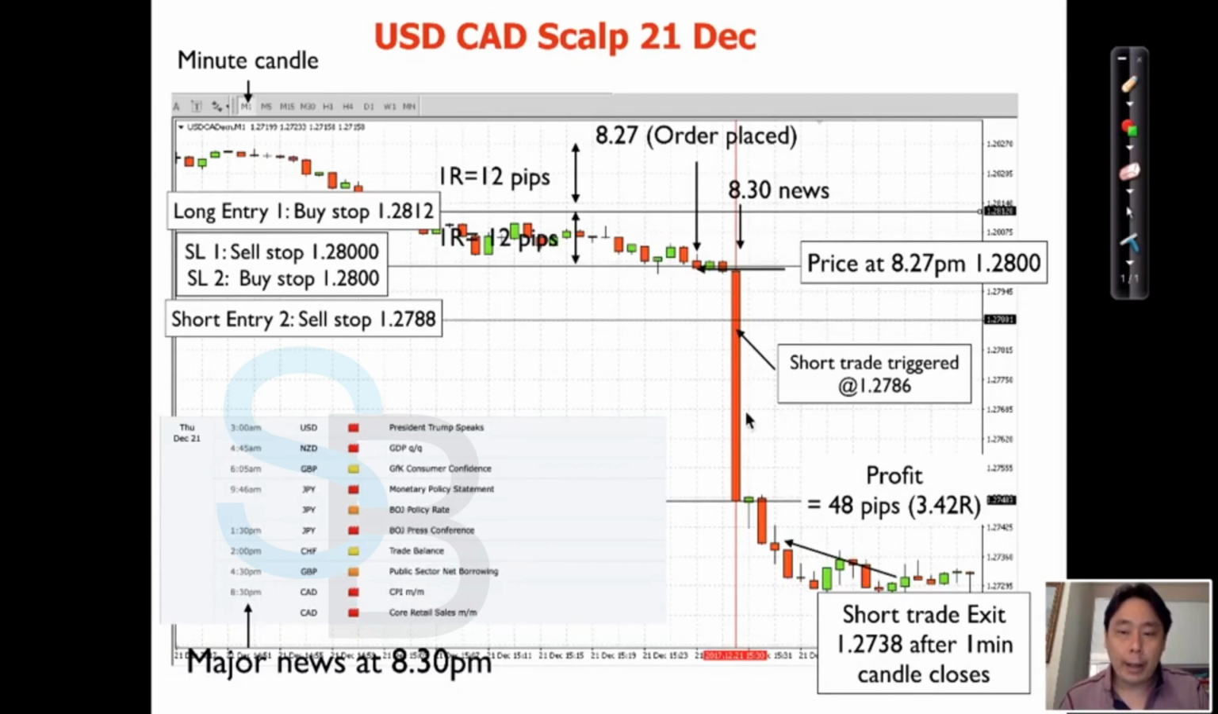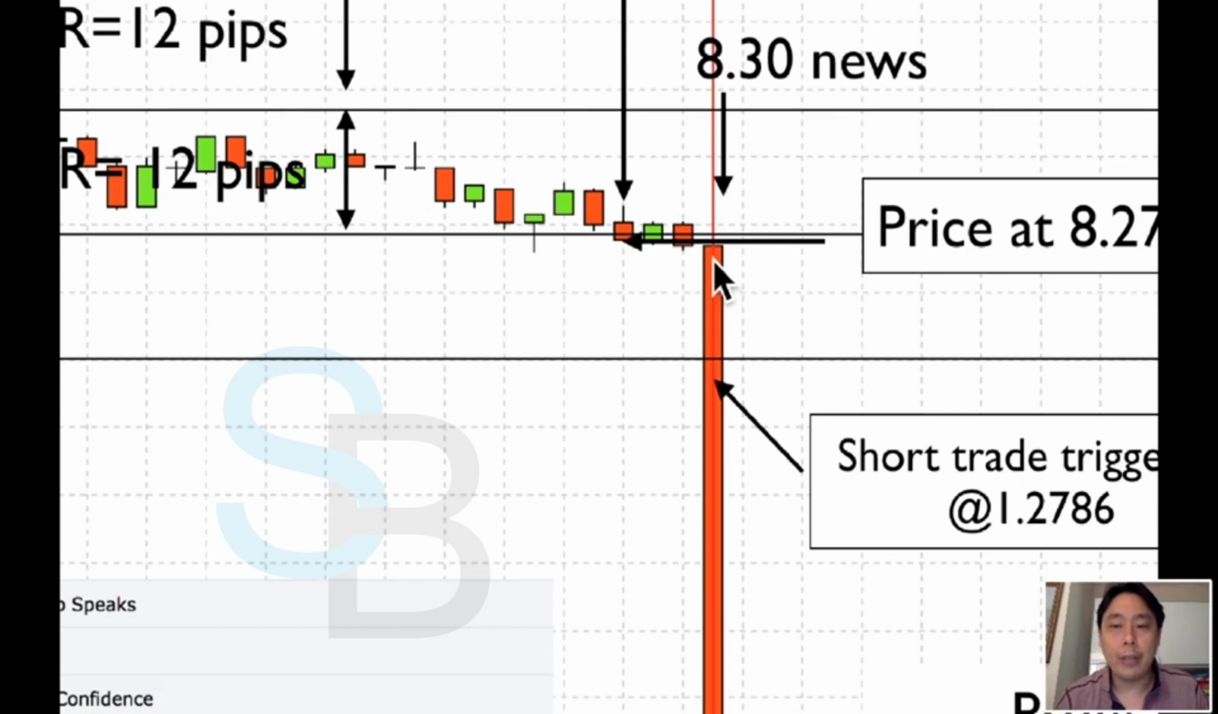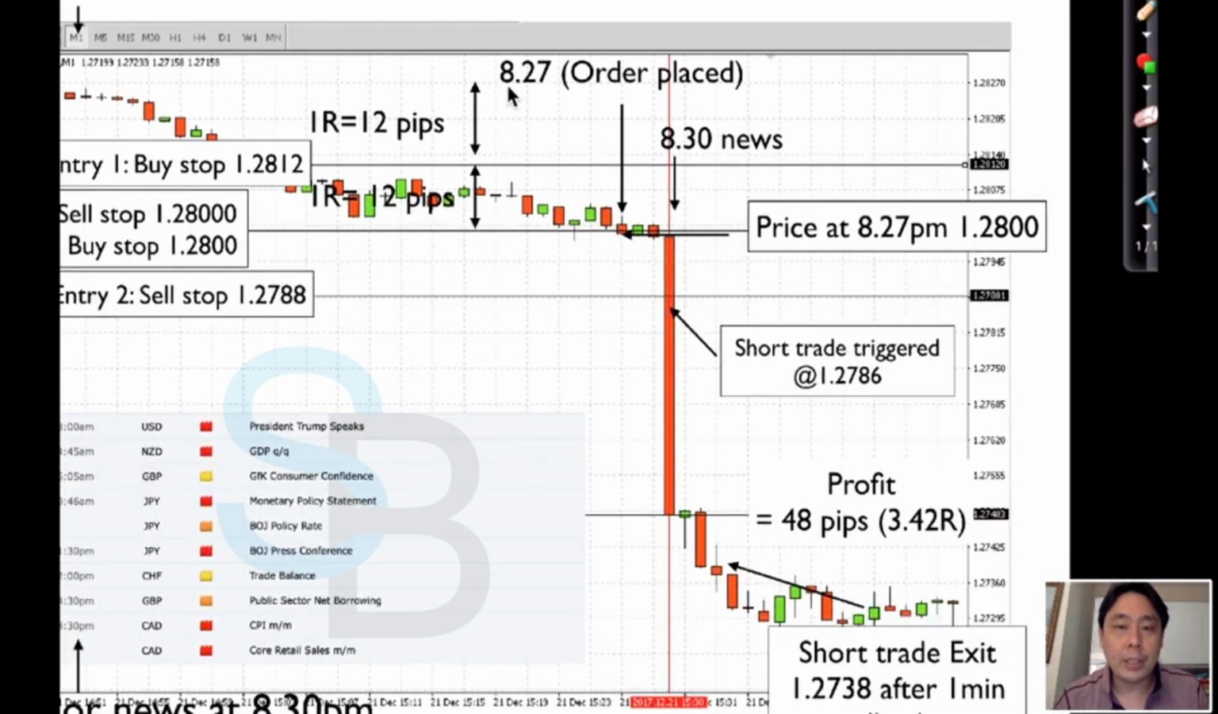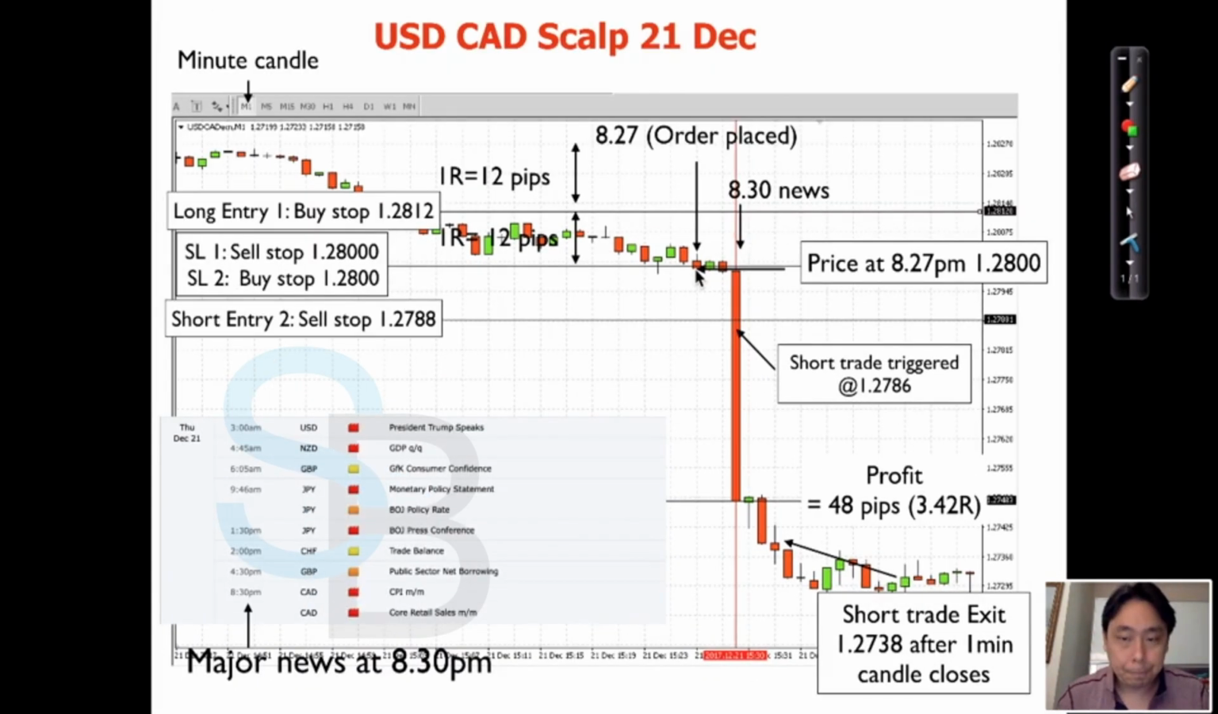This big red candle, you see, that was the news. So 8:30, this was the 8:30 candle. 3 minutes prior, 8:29, 28, 27. So you see this candle over here, this one? This was the 8:27 candle. That was the exact point where I placed my orders.